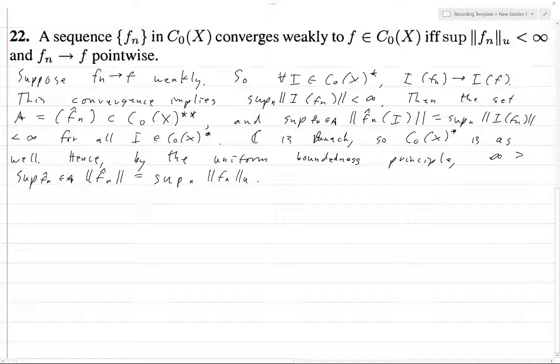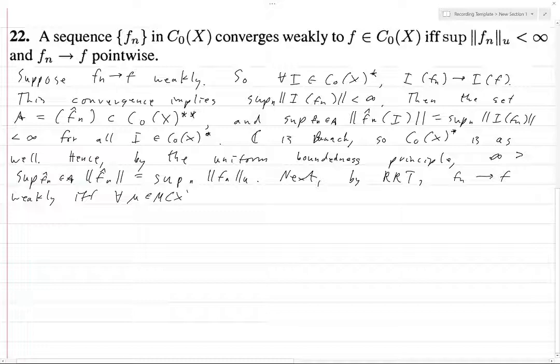Next, now, I'm not sure if this is quite necessary, but I find it useful to think this way, at least for this part. By the Riesz representation theorem, Fn goes to F weakly if and only if, for all complex measures mu on X, the integral of Fn d mu goes to the integral of f d mu. Why would this be easier? Because this could help us get pointwise convergence. How does this do that?